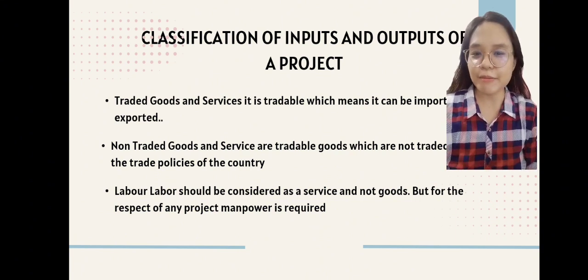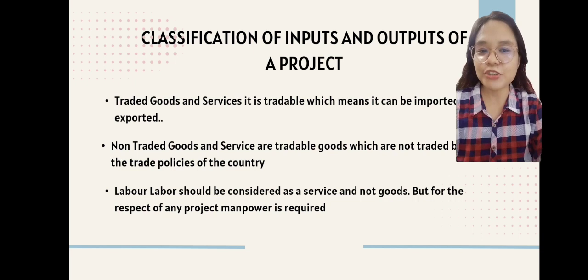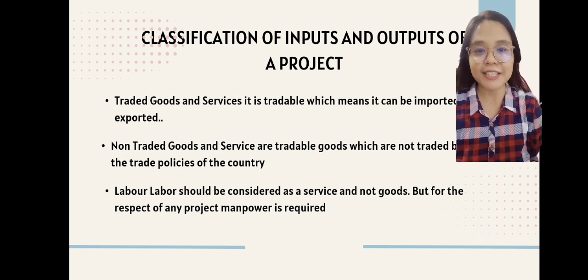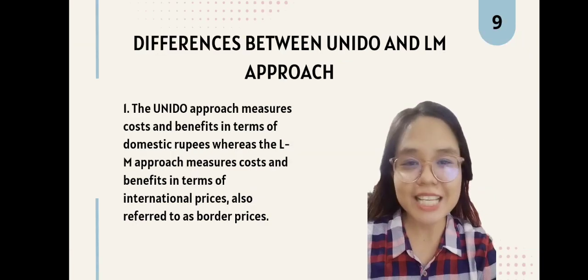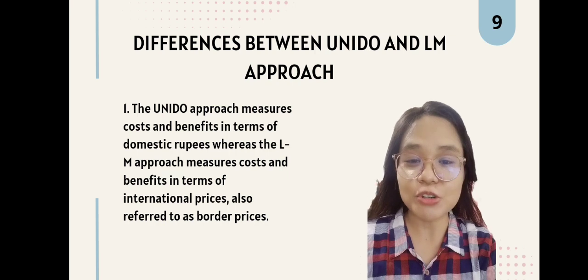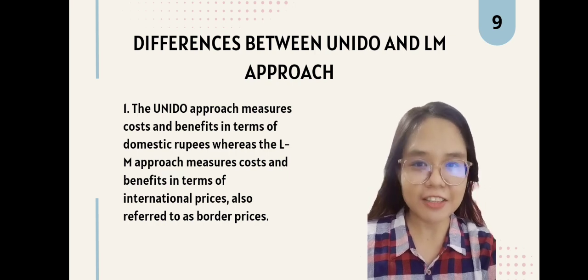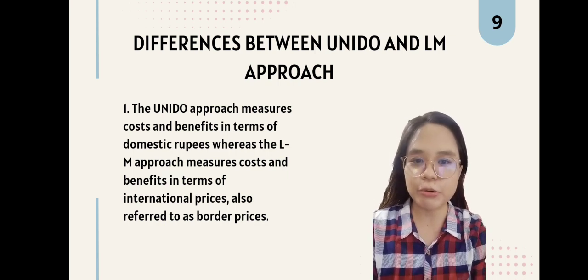And lastly, labor. Labor should be considered as a service and not goods. But for any project, manpower is required in addition to other inputs, which means that labor is hired for the project. It must consider the project's impact on the rest of the economy. As we can see, the Little-Mirrlees approach provides a comprehensive framework for SCBA, or social cost benefit analysis, in developing countries.